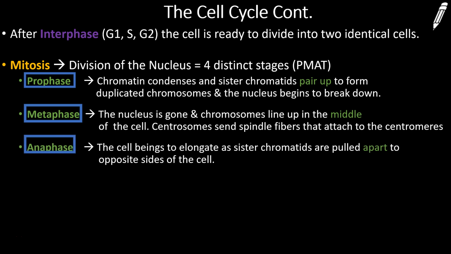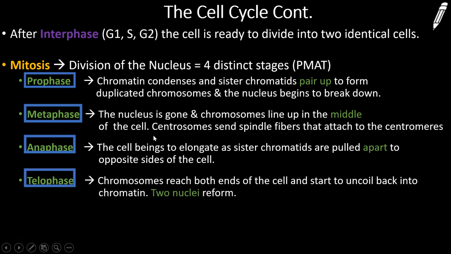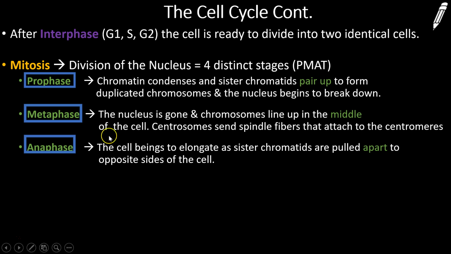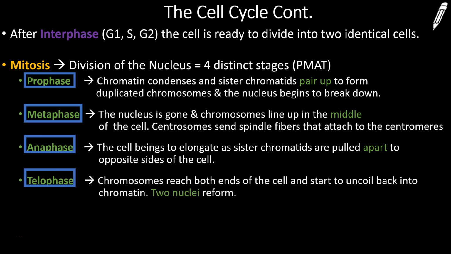After metaphase, we go to anaphase. The cell begins to elongate. It starts to become more oblong or egg-shaped, okay? And the sister chromatids are pulled apart to opposite sides of the cell. Let's go back real quick. In anaphase, I associate the A with apart or away because those sister chromatids are pulled apart. Next, we go to telophase. The chromosomes reach both ends of the cell and start to uncoil back into chromatin. 2 nuclei reform. So I think telophase, 2 nuclei.